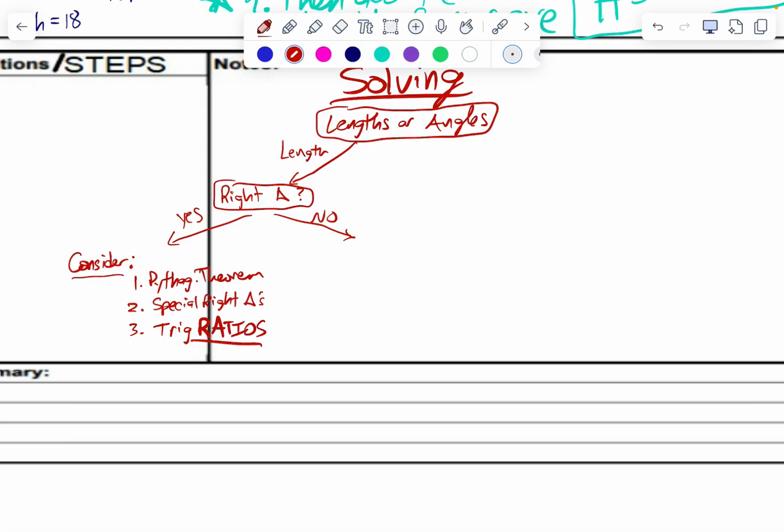Not a right triangle, what are we using? Yep. So I would say angle and its opposite. That would be the next question. If it's yes, then you're doing law of sines.